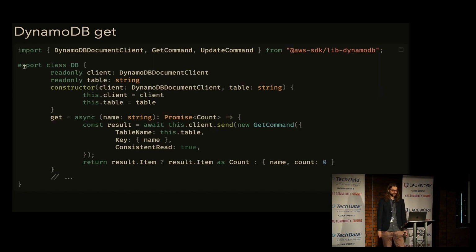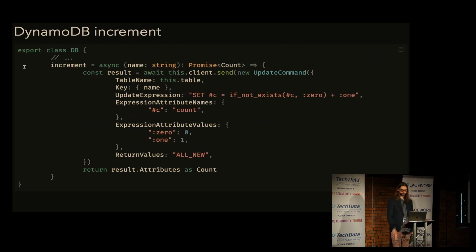So in DynamoDB, we can re-implement the same database interface that we implemented previously in memory, only we use a real database instead. It's a class with the same functions or methods on it. So here we've got a get function, and we've also got an increment function, which adds 1 to the value.